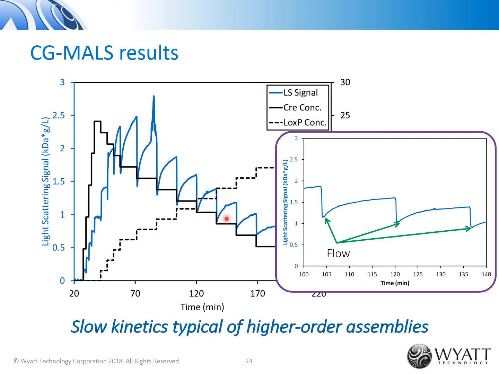Here in this inset, we're going to look more closely at these data points where we have about 10 micrograms per milliliter of each species. Here I've highlighted where the solutions are flowing into the detector for the first 30 seconds or so. After that, the flow is stopped and the solution is allowed to come to equilibrium. So this increase in the light scattering intensity is proportional to the increase in the molar mass over time as the Cre-LOXP complexes are being formed. And this comes to equilibrium over the course of about 15 minutes.